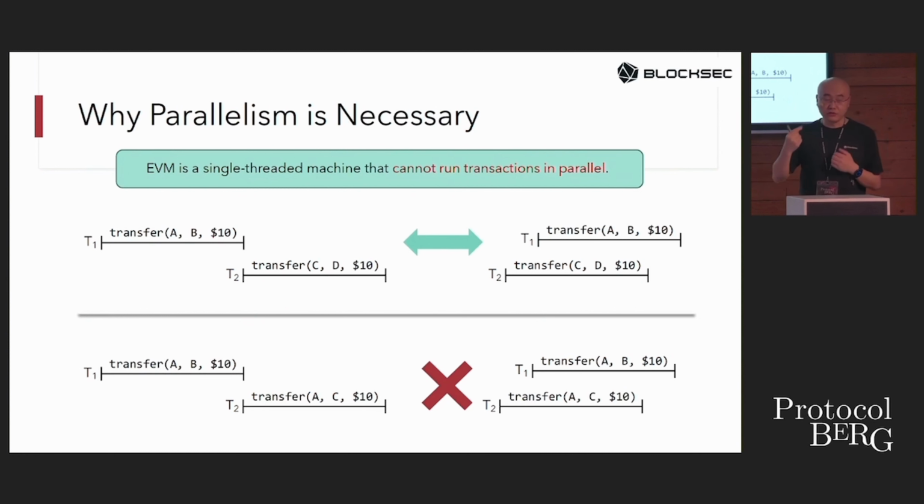But if the T2 transaction is trying to transfer tokens from account A to C, then these two transactions cannot be executed in parallel, right? That's because the states changed by transaction T2 are affected by transaction T1, so they cannot be executed in parallel.